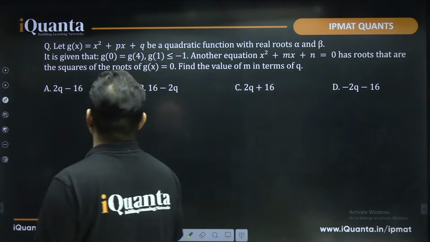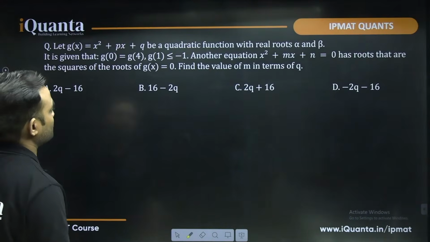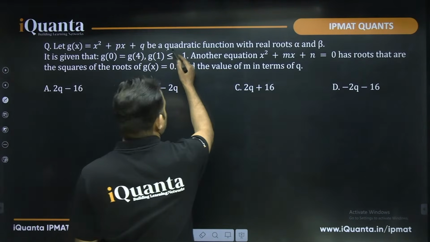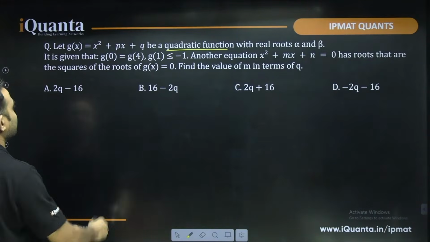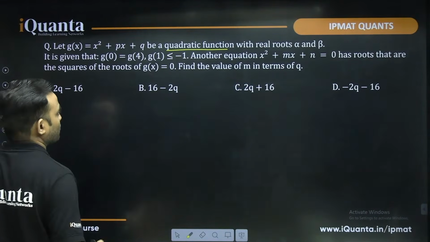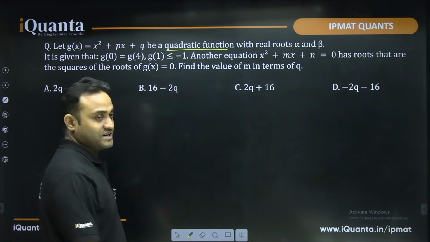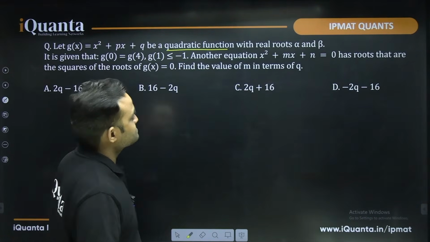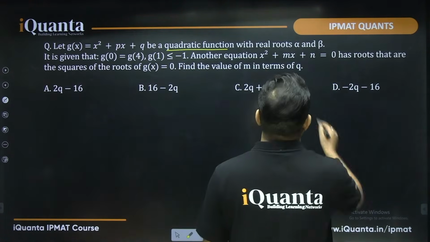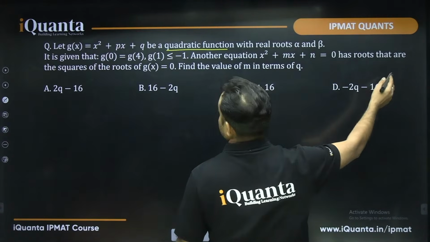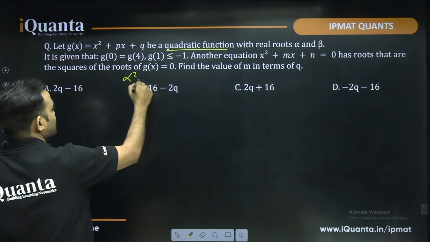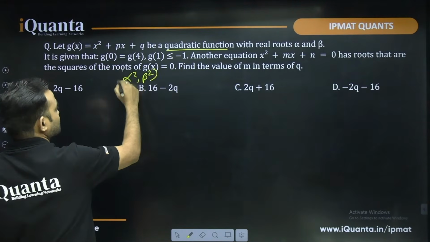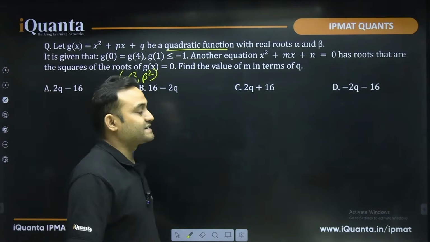Let g(x) equal x square plus px plus q be a quadratic function with real roots alpha and beta. It is given that g(0) is equal to 4 and g(1) is less than or equal to minus 1. Another equation, x square plus mx plus n equals 0, has roots that are squares of the roots of g equal to 0. Roots are alpha square and beta square. Find the value of m in terms of q.